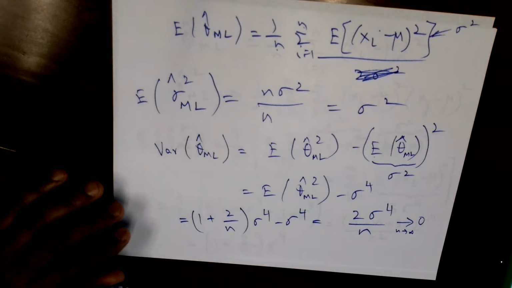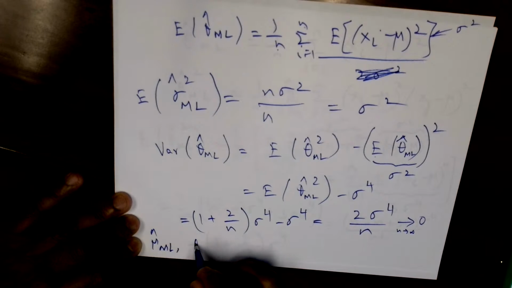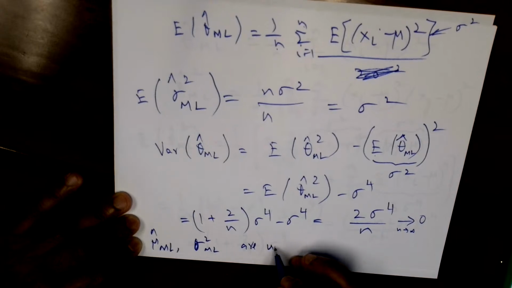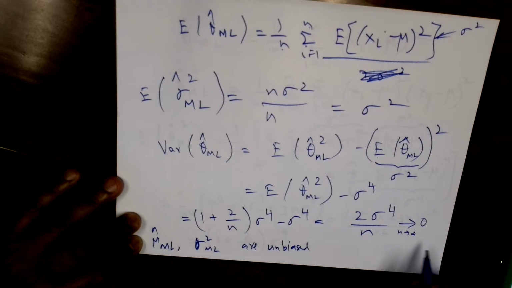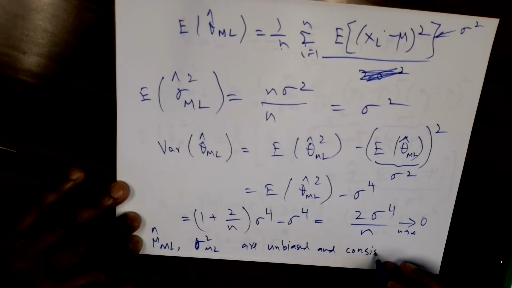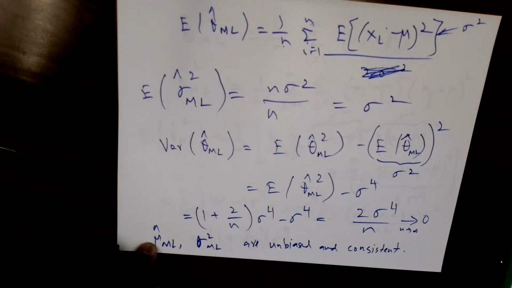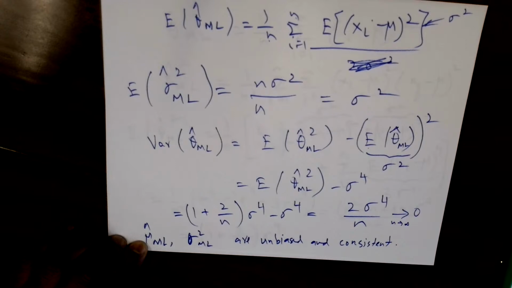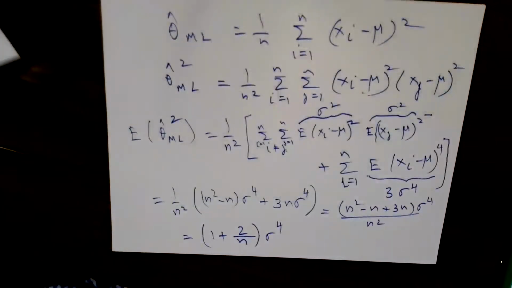So at least from what we have said, we can say that both mu hat ML and sigma squared hat ML are unbiased and consistent. In other words, the variance goes to 0 as n tends to infinity. I mean, in the second case, of course, in the first case, I don't need to know anything about sigma squared. Here I'm assuming that mu is known. All right, let me move on.